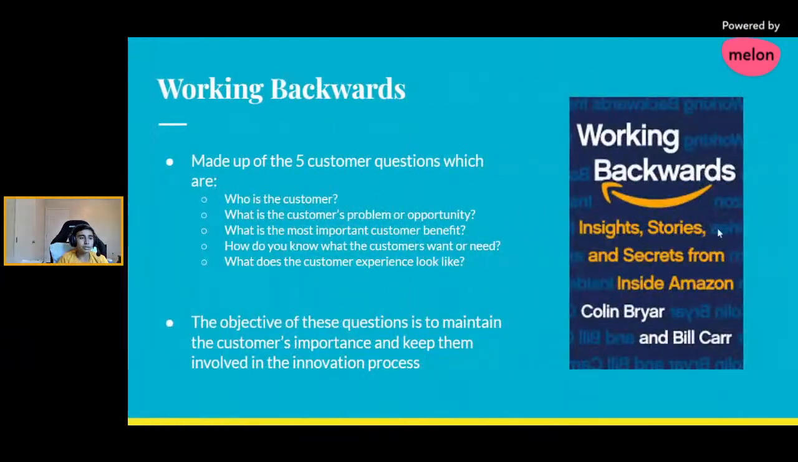All right, again, more detail about working backwards. So it's made up of the five customer questions, which is who is the customer? Who are you selling it to? What is their problem or opportunity? So like, what are you trying to solve with your product? What is the most important customer benefit of using this? How do you know what the customers want or need? And what does the customer experience look like? What does it look like when they're using it? Is it easy to use? Is it hard to use? These are the kind of things that you need to look at. And the objective of these questions is to maintain the customer's importance and to keep them involved within the innovation process.